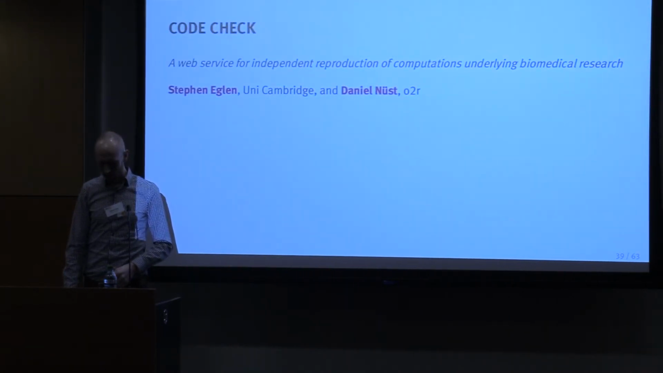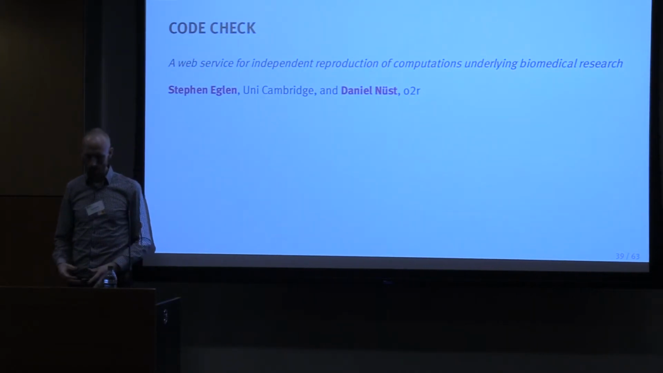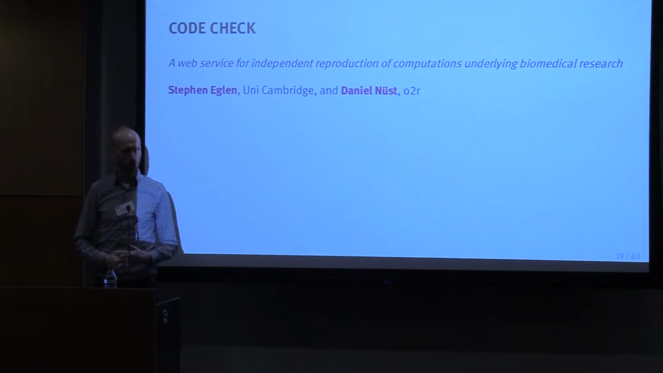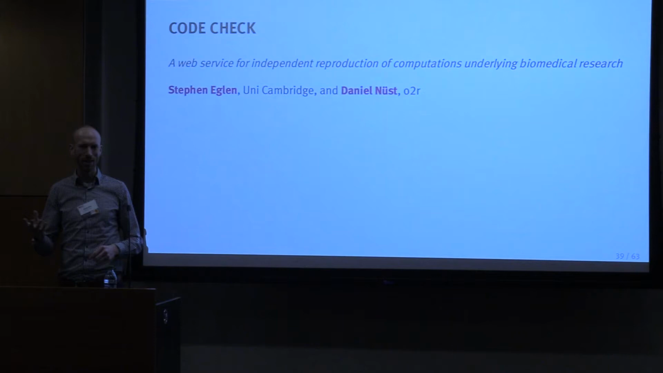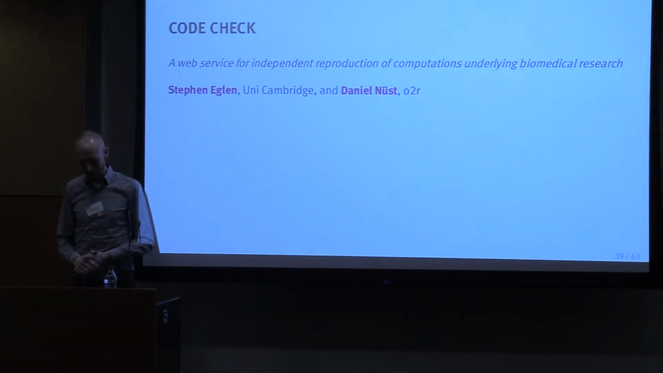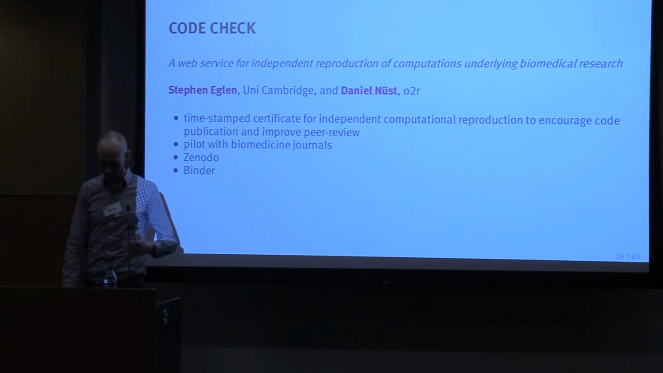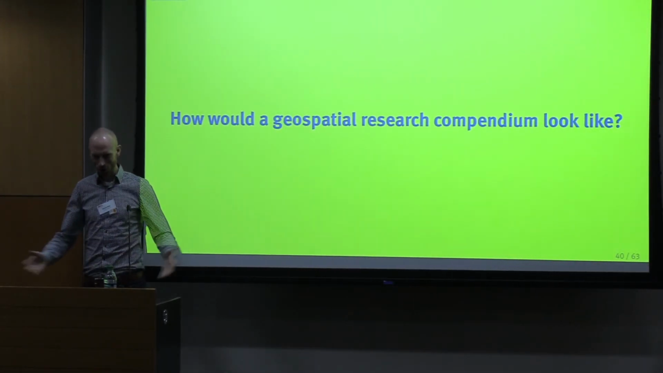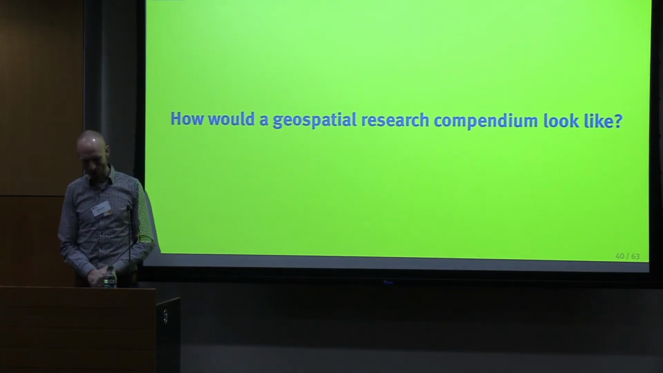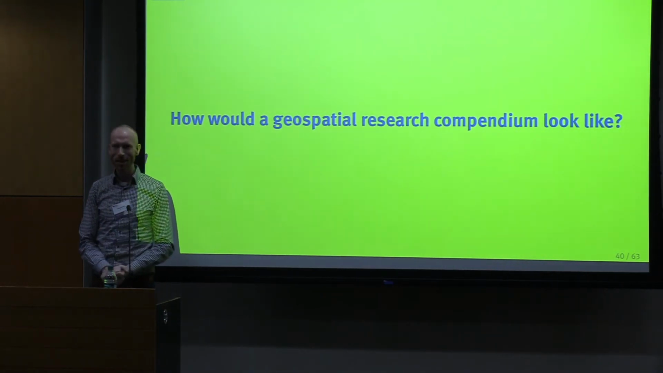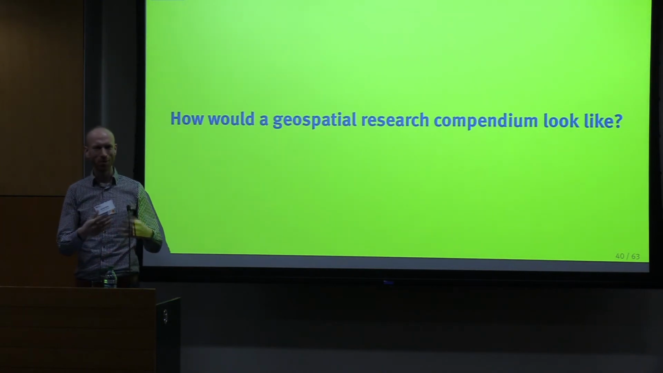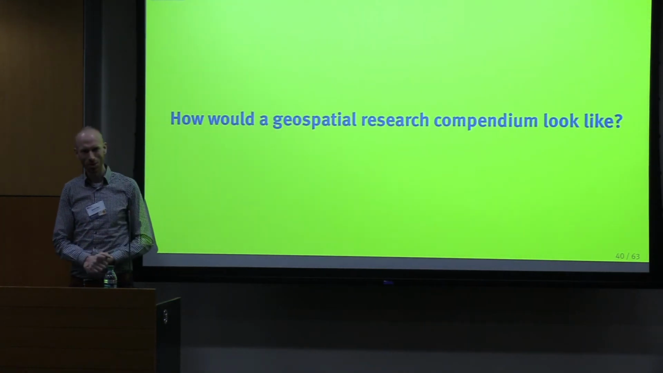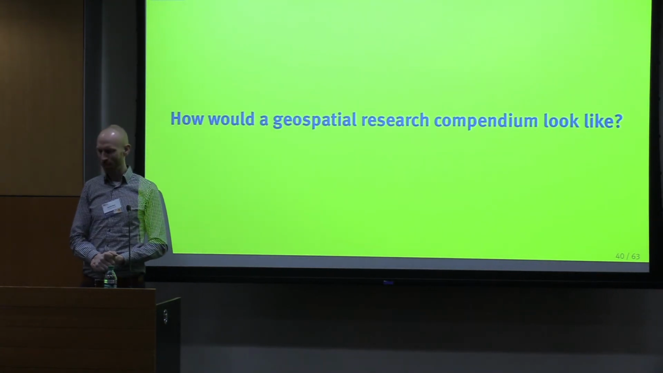Another activity that I want to mention is Code Check. That's very recent, where we want to develop a web service for independent reproductions of computations and put a little badge on things so you can say that somebody else reproduced this. But that's going to be announced soon, I hope. So for me, a question for this workshop is really, how would a geospatial research compendium look like? And if we can agree in a certain direction, or on certain terms or aspects that such a compendium in our domain has, I think that would be a big step forward.